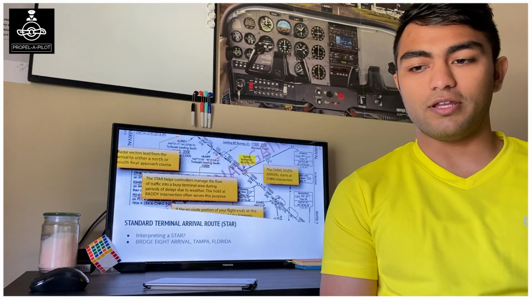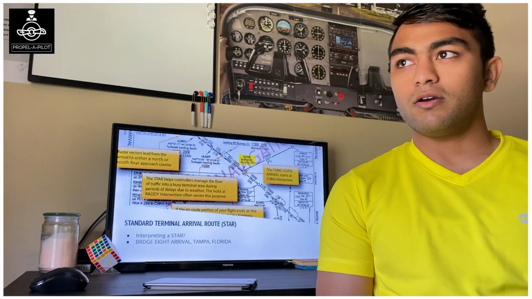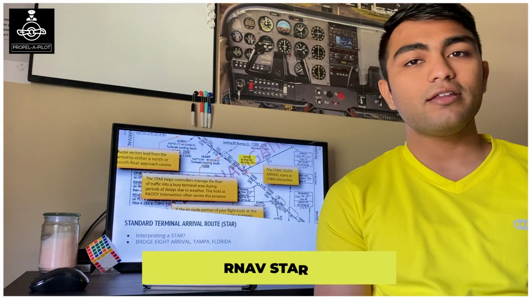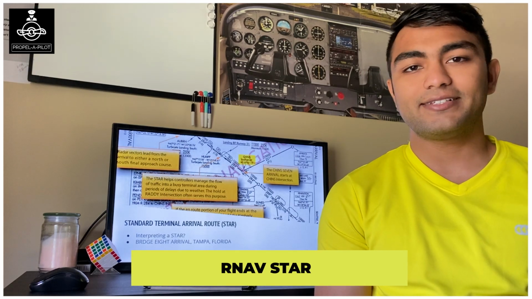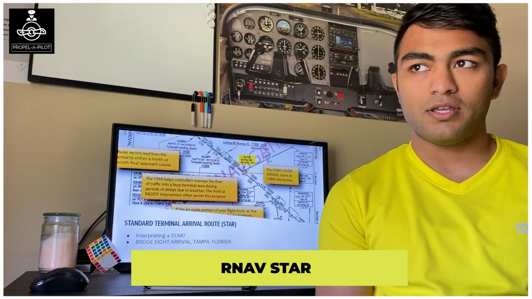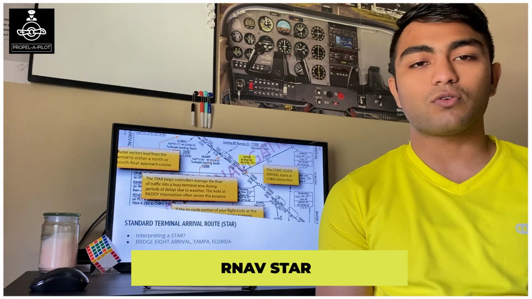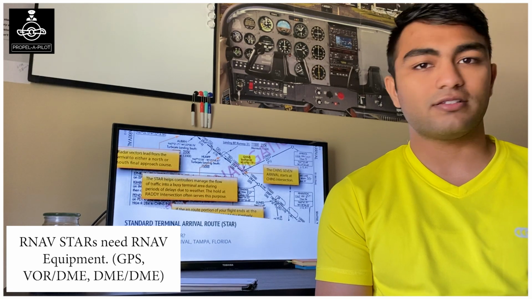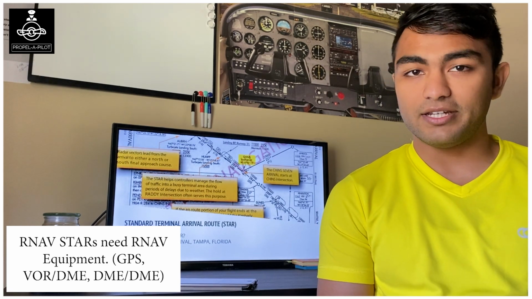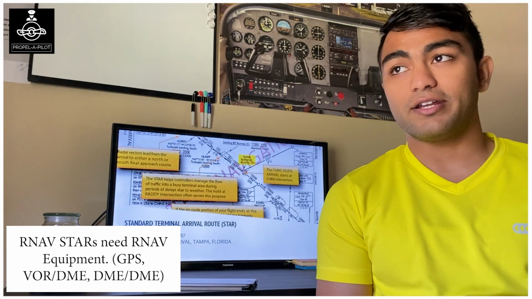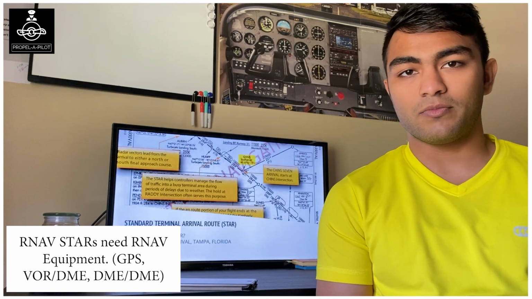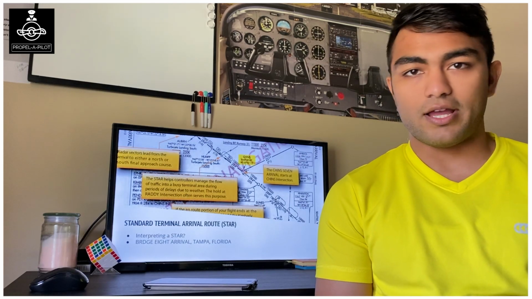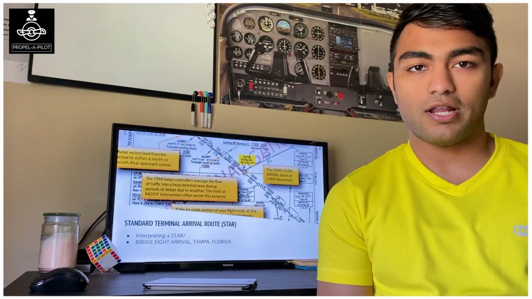What we just saw in Bridge 8 arrival was a non-RNAV STAR. An RNAV STAR is pretty much the same as a non-RNAV STAR. It is only the equipment required for flying an RNAV STAR that changed. You need RNAV equipment like GPS, VOR, DME, etc. to identify those fixes and fly the STAR. It is still an arrival route and you have to fly it just like a non-RNAV STAR.